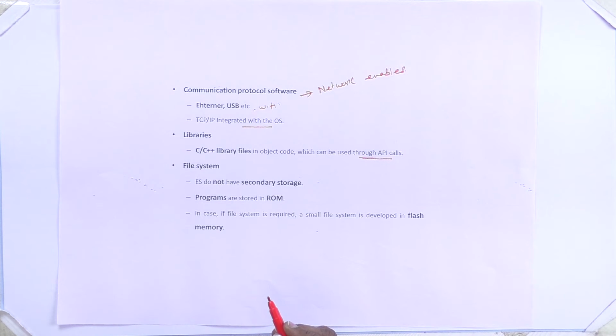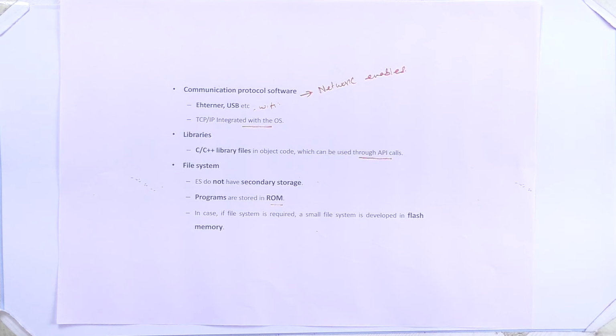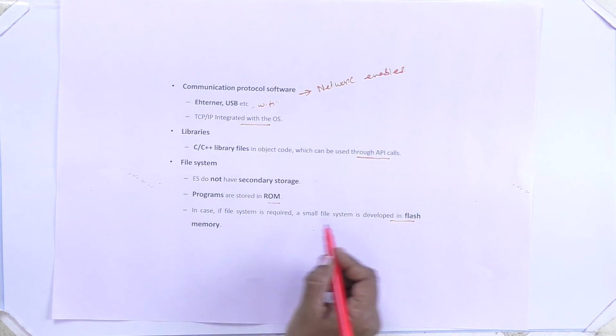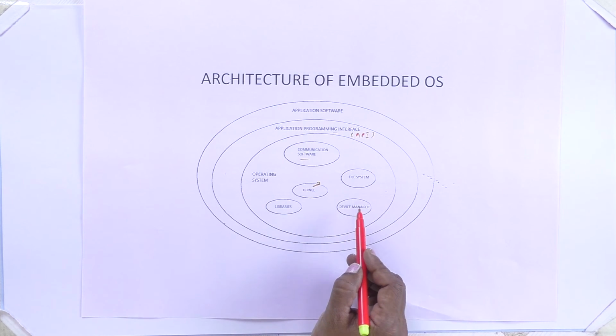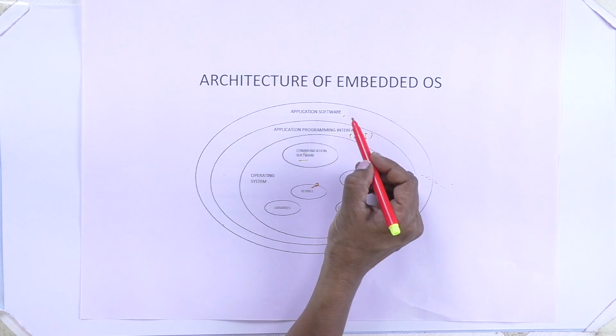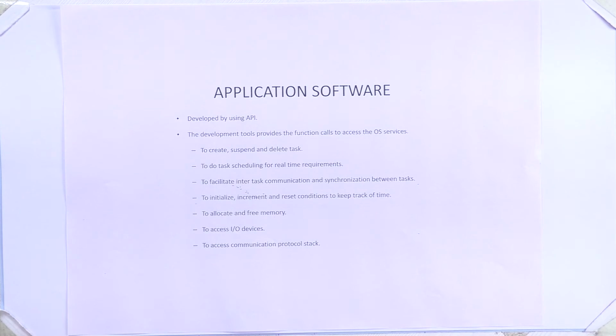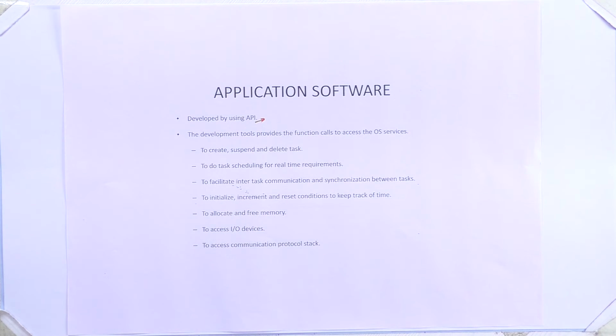Then the file system. Since the embedded system does not have secondary storage, programs are stored in ROM. In case a file system is required, a small file system is developed with the flash memory. So now we have discussed the libraries, kernel, device manager, file system and communication software. Next we need to discuss the application software. Hence, application software is developed using standard APIs, with a development tool that provides function calls to access OS services.